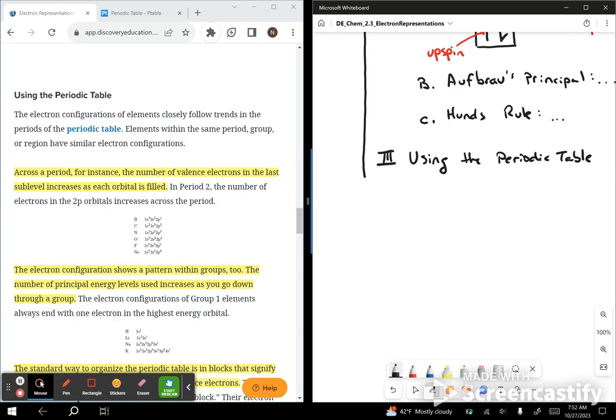Okay, the electron configurations of elements closely follow trends in the periods of the periodic table. If you jump to paragraph 2, across a period, for instance, the number of valence electrons in the last sublevel increases as each orbital is filled. And they give us examples of boron, carbon, nitrogen, oxygen, fluorine, and neon. And you can see how this was number 1, this was number 2, this was number 3. I'm circling this number 1, 2, 3, 4, 5, and 6.